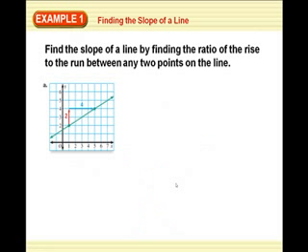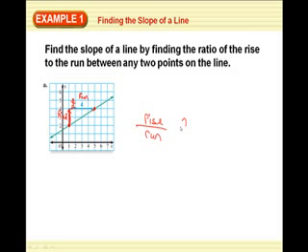Find the slope of the line by finding the ratio of the rise to the run between any 2 points of the line. So you'll notice there's a point right here and a point right here. So it's basically counting how far you would have to rise and how far you would have to run in order to get from one point to the other. Now the run part, I remember run because if you stood on the line, you could actually run across it. Okay, we don't run up like this. So that's rise, and this is run. So we always write it rise over run.